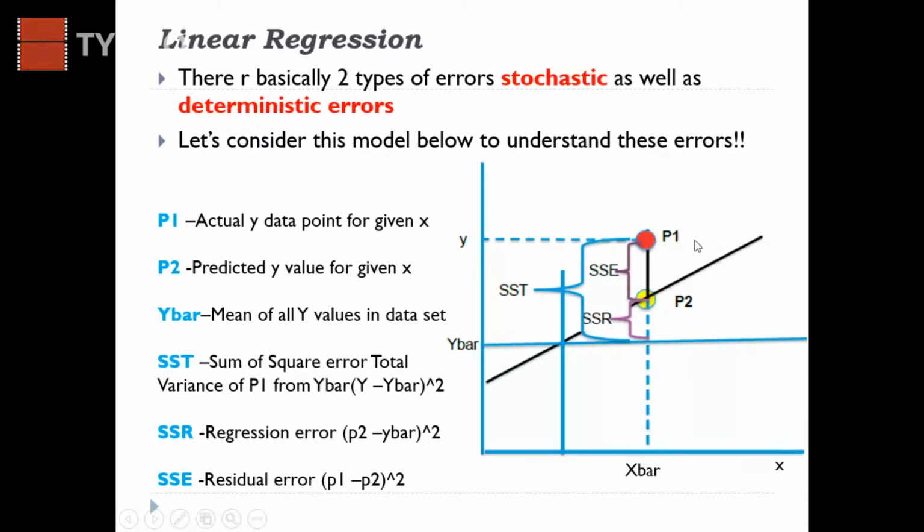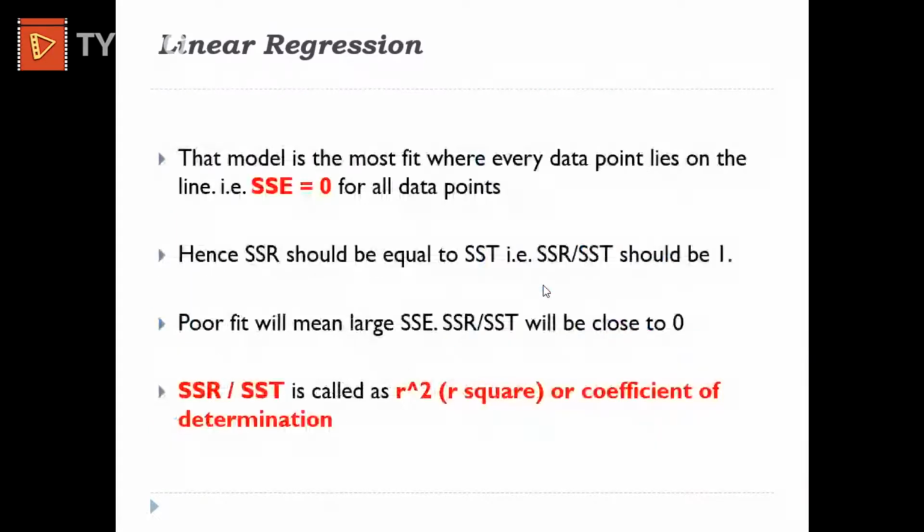So these errors are very important to judge the goodness of fit of the model and select the best fit line for the model having the least sum of squared total errors. So the best fit line for our regression model would be the one having the least sum of squared total errors for our data set. So that model is the most fit where every data point lies on the line, that is SSE equals 0 for all data points.